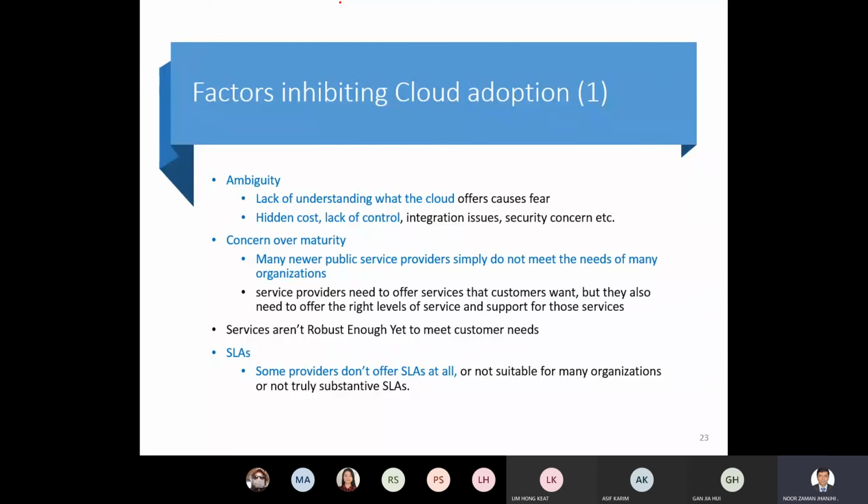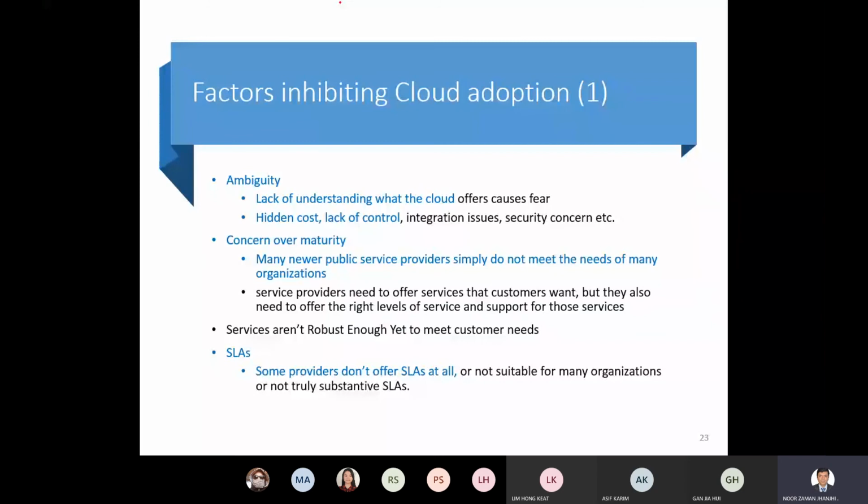Ambiguity for so many things. Most of the ambiguity is not actually there, but most organizations and people are not aware of it. So we can call it a lack of understanding of what the cloud offers, and that causes fear. Most people don't know about it. Most people feel that maybe they will charge us a lot. Most people still fear that maybe our data will be lost, maybe our data will be gone, and maybe our data will be compromised, and so many things. But these things come from lack of understanding, lack of information, lack of education related to this concept.